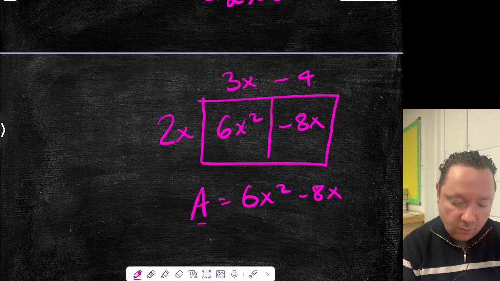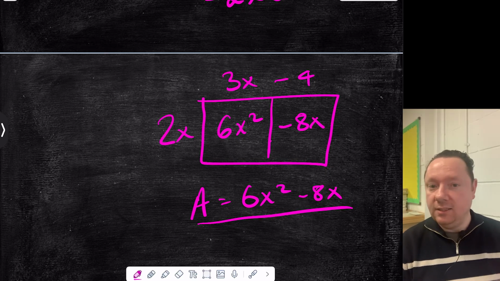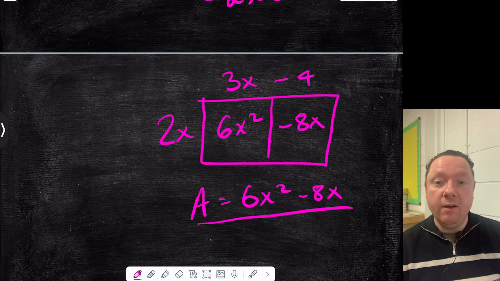And then the question might go on and say, well, x is equal to 2. What's the area? Or it might then say, this area is equal to another area. Can you then work that out and solve it using a quadratic? But wait until you get to quadratics to see that.